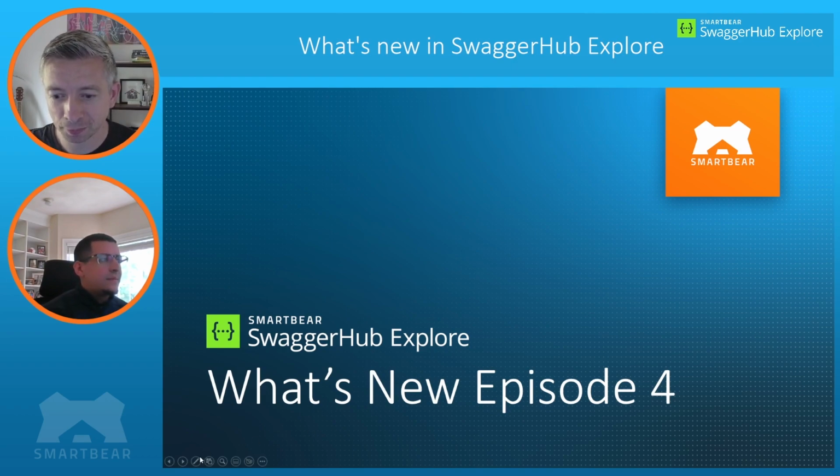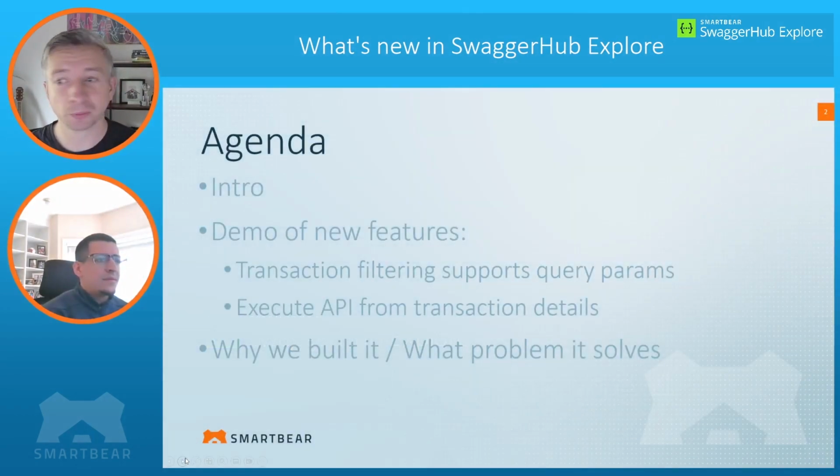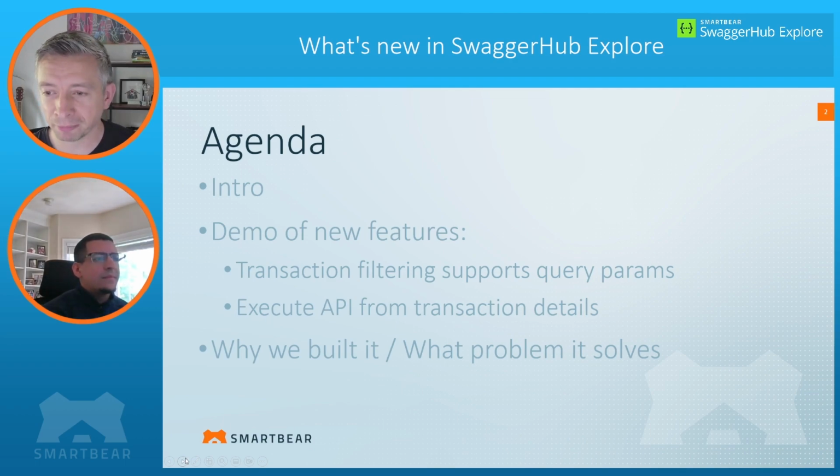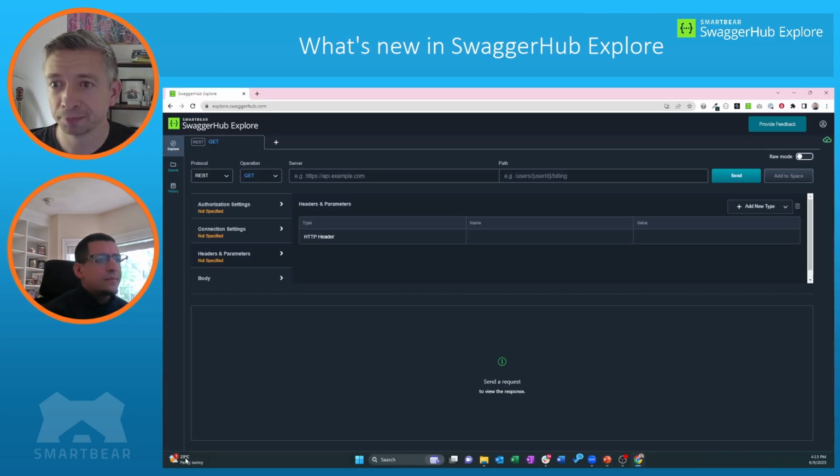So we're going to jump straight into it today. We're going to start demoing the new features that have just been added to the product. The first one is some enhanced filtering capabilities for transactions. You can now filter on the query parameters of older calls that you might have made. And we've also added the ability to execute an API directly from the transaction details itself. So let's get right into it.